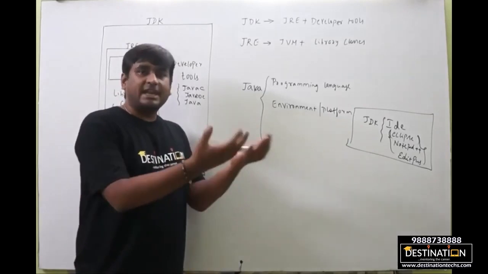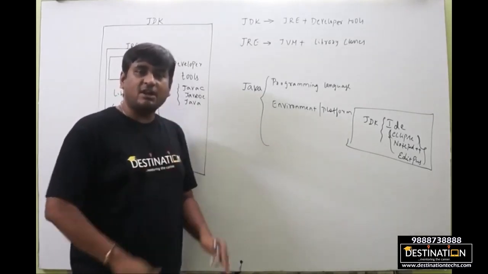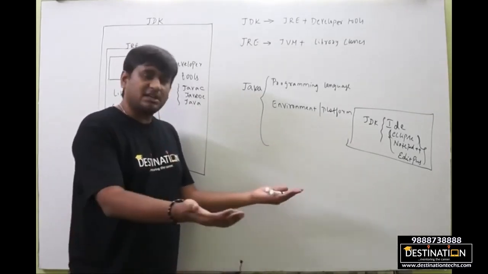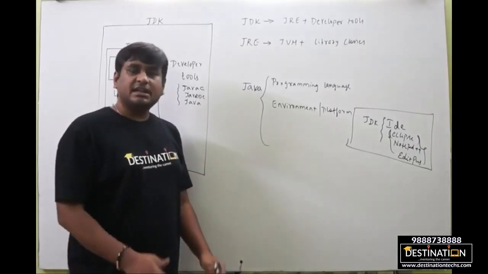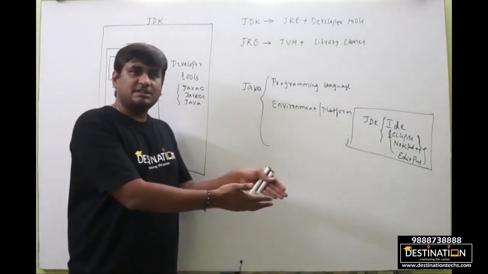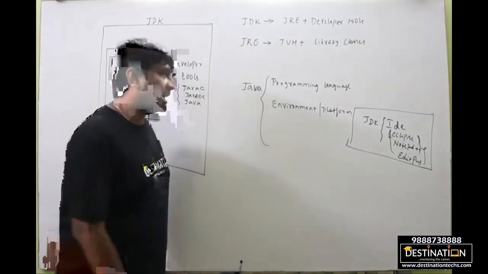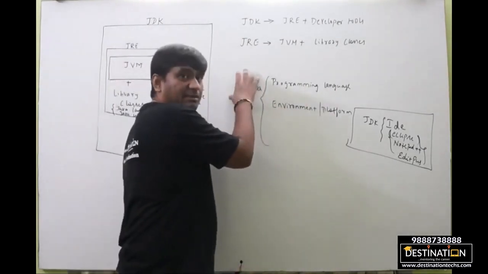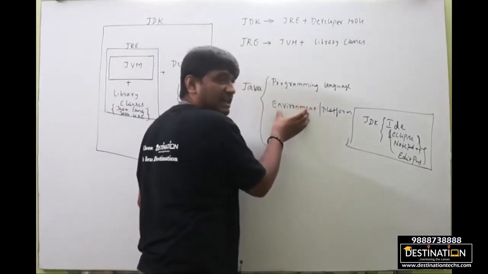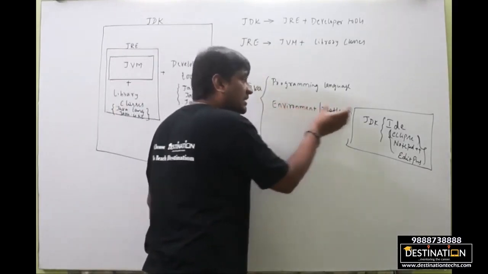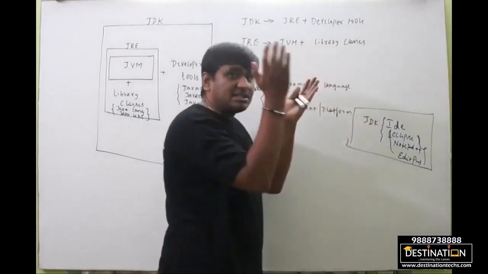Assume you want to cook any dish, you need an environment. What is that environment, sir? You should have the gas stove, vessels and the ingredients. Without the ingredients, without the gas stove, without the vessels, can you cook? No. Similarly, if you want to write any Java programs or develop any Java software, you should create one environment. What is the environment? You should have JDK.